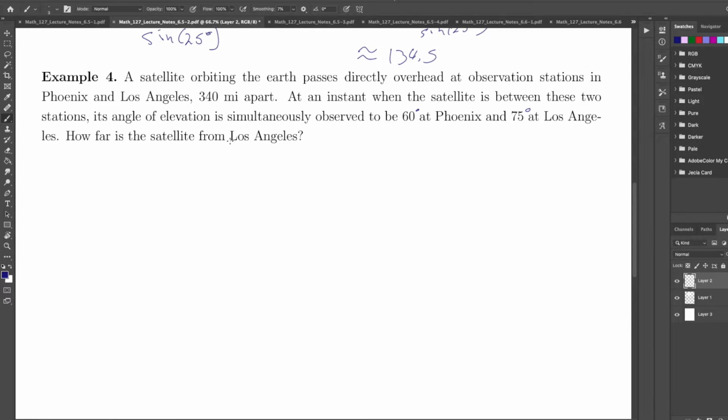Okay, so let's put this all in. So I have me a little satellite right here.